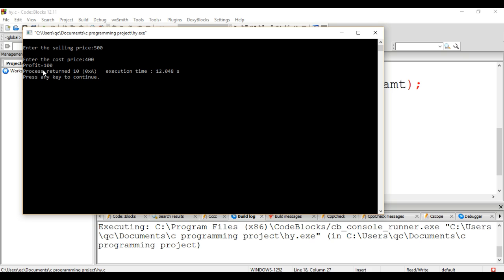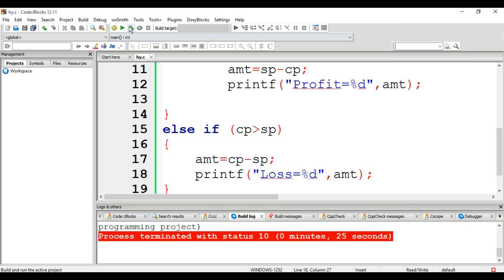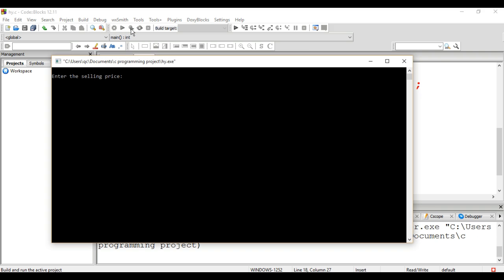100 rupees profit is shown there. So we have checked the program for profit. Now let's check the loss. To check the loss, we do the similar build and run. I'm entering a selling price lesser than the cost price, 400, and a cost price more than the selling price, 500. You can see the loss of 100 is printed over here.